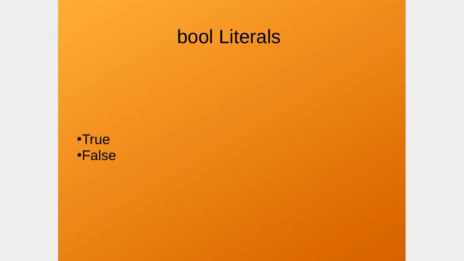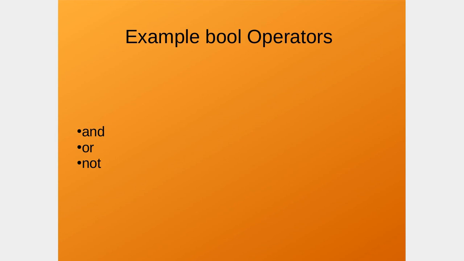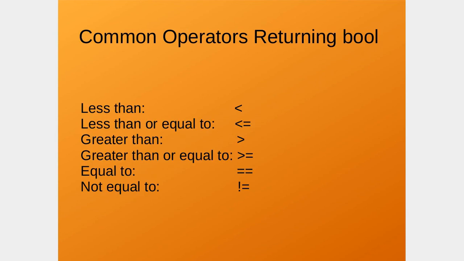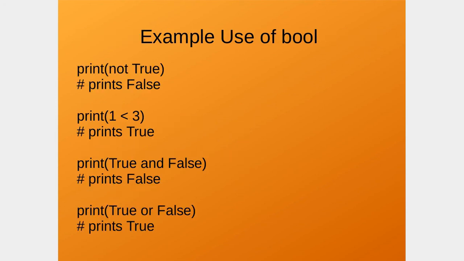Okay, bool literals are True and False. They always have capital letters at the beginning. Common bool operators: and, or, and not. Common operators returning bool. No surprises here, except not equal is not less than greater than, it's bang equal. Example uses of bool. No surprises here, I'll move on quickly.